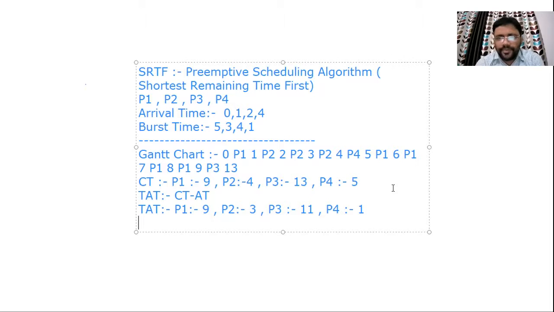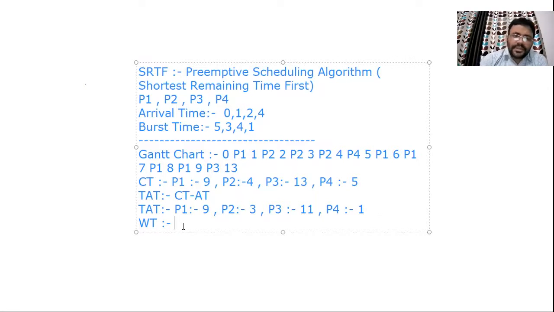Next, after turnaround time, we have to find out waiting time. If you want to make the average of these, you simply add all these values, 9 plus 3 plus 11 plus 1, and divide by the total number of processes. We have 4 processes, so divide by 4. You will get the average of each of these times that we are computing.